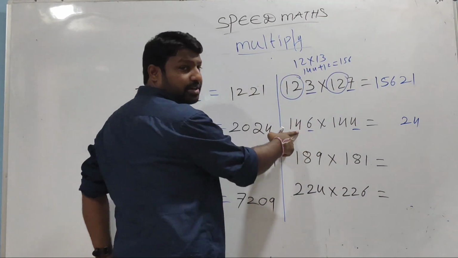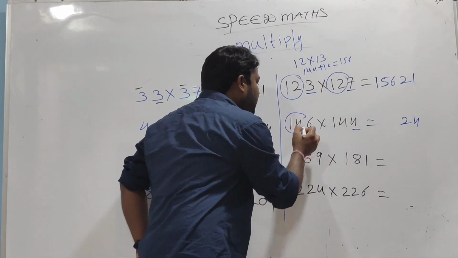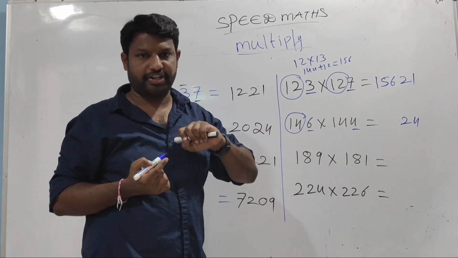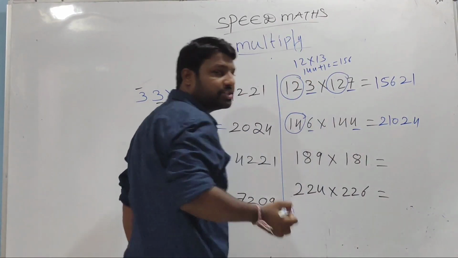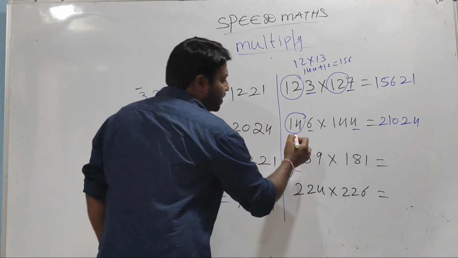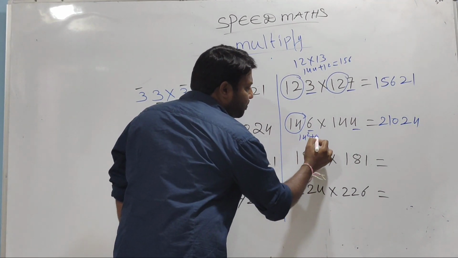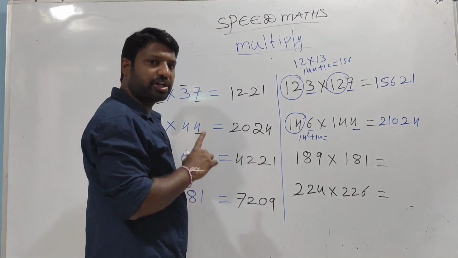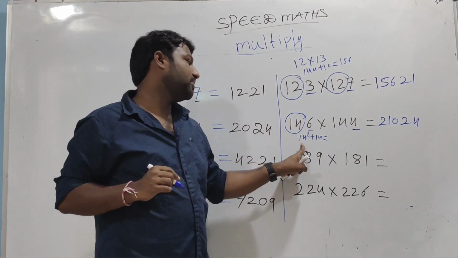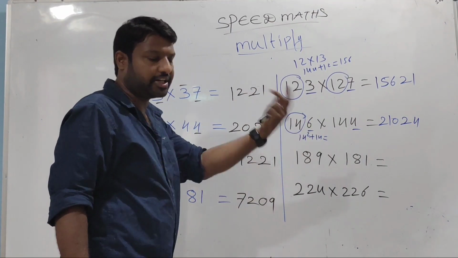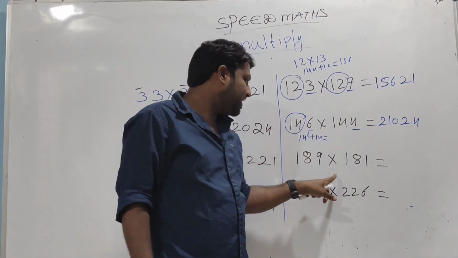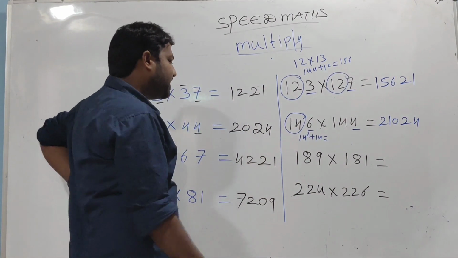Next 14 is here. Next time ikkada 14 undi. So I will multiply with the next number. 14 into 15. 14 15s is how much? It is nothing but 210. 14 15s is 210. Or you can do like this. 14 15s is 14 square plus 14. 14 square is nothing but 196 plus 14 is nothing but 210. Okay. This method, this technique also I will tell next. Okay. 189 into 181.